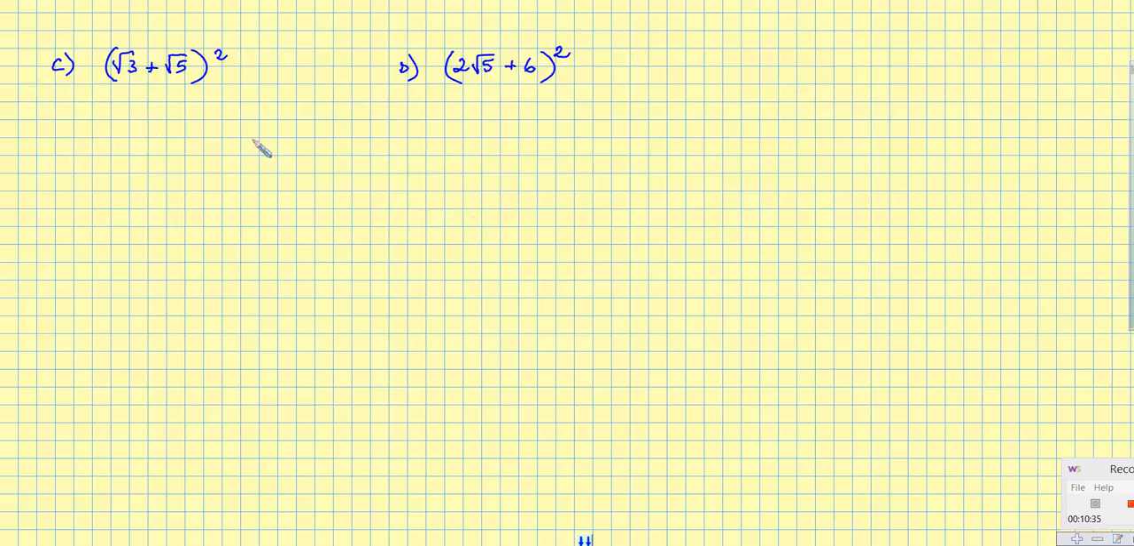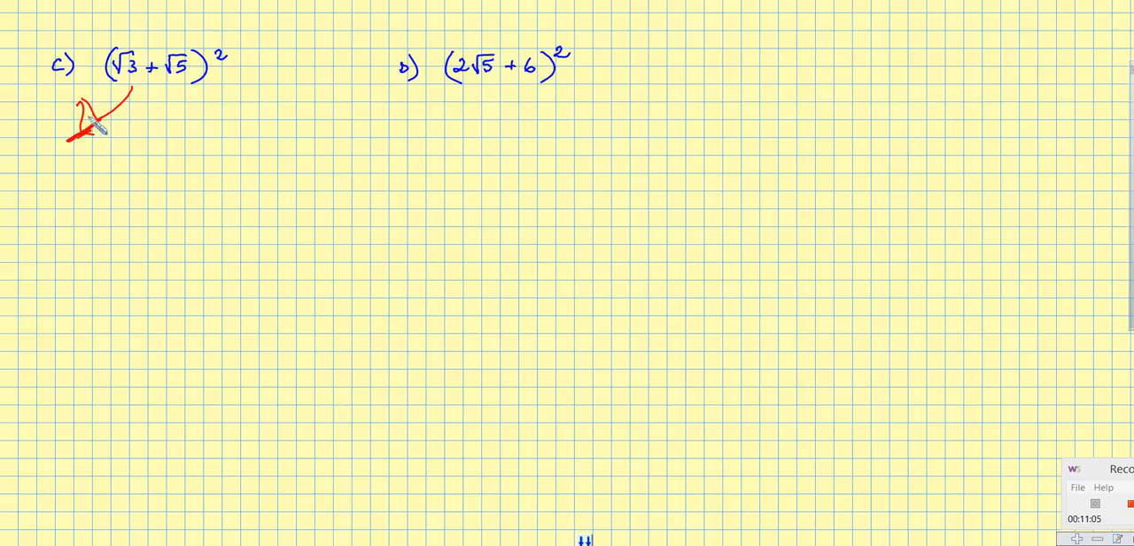All right, the next one, again, taking a look at it, analyze what the question is giving you. So try to figure out, is it FOIL? Is it a difference of squares? Is it perfect squares? Is it just a distribution? And because I look at root 3 plus root 5 all squared, I see that it is a perfect square. So I will square the first.